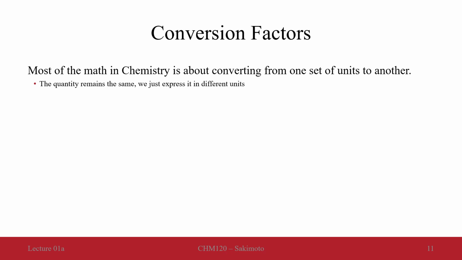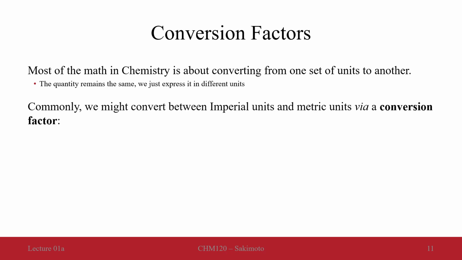In these conversions, by just converting from one unit to another, we're trying not to change the quantity that's being measured. For example, if I wanted to represent my mass, my weight, I could measure that in pounds, but I may want to convert that to kilograms. I still want to represent how much I weigh as a person, but I just want to represent it in a different unit using one of these conversion factors. Commonly, we might convert between imperial units and metric units via a conversion factor, something that describes the relationship between two units. So for example, let's say I was 120 pounds.